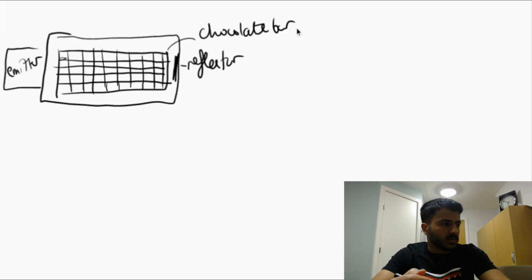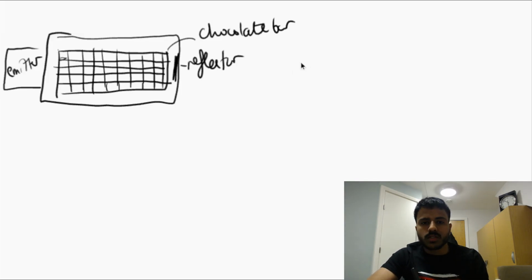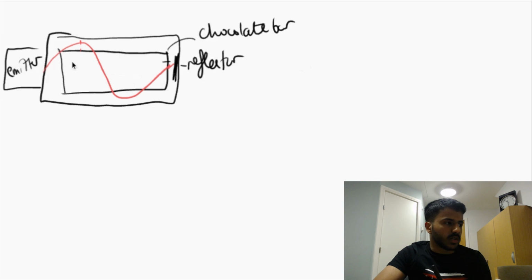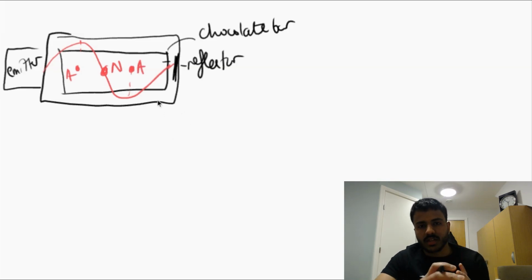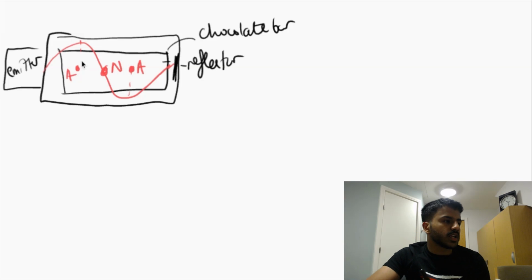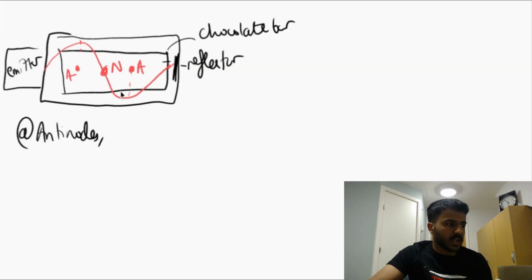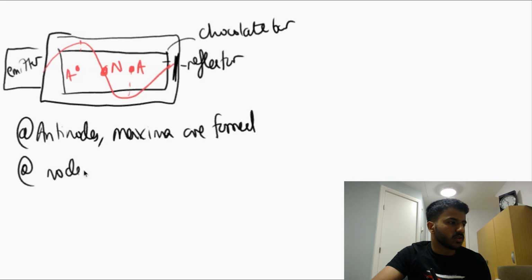Now, let's say we have some random chocolate bar in this microwave, and this microwave consists of this emitter, which emits a microwave, and this reflector on the other side. And because this wave is sent from the emitter and it gets reflected back by the reflector, it therefore forms a standing wave. And the standing wave may look something like this. So at this point there's an antinode, here there is a node, and here there is another antinode. And now if we just left this as it is, we can clearly see that at the positions of antinodes there are maxima formed, and at the position of nodes, minima is formed.